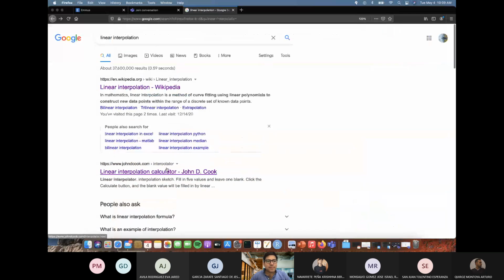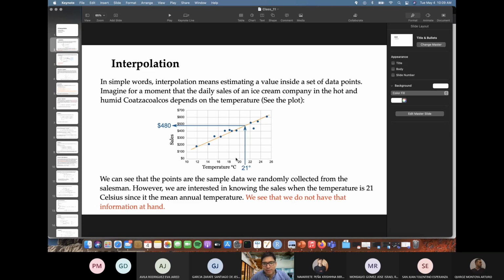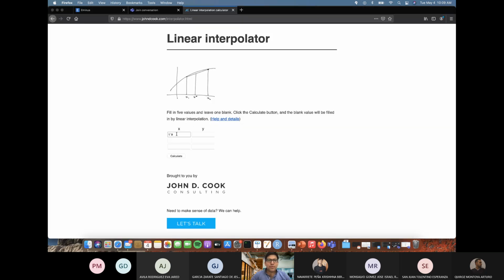If we go to this calculator right here, in general, if we see the table or the plot, for 19.5 we have a revenue of about 400 pesos. So for 19, we have 400 pesos.